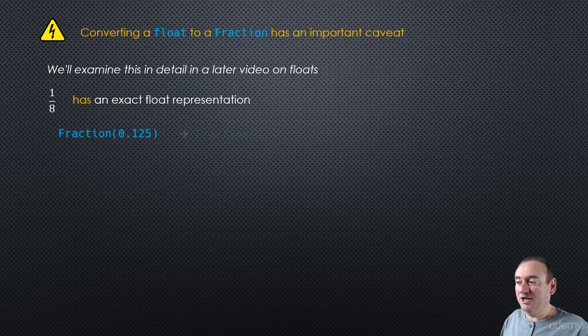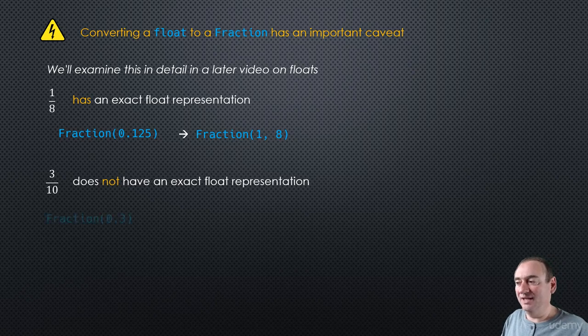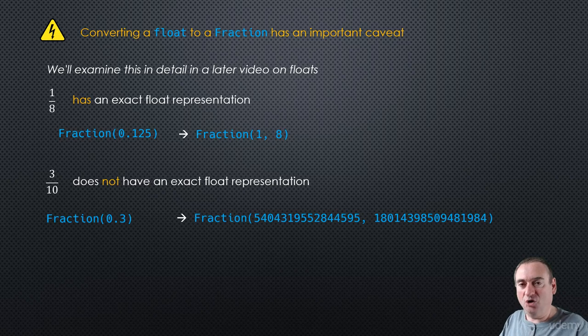So we get Fraction of 0.125 is Fraction(1, 8). We've converted that float to this fraction of 1/8. But 3/10, which is 0.3, so 0.3 as a float, actually does not have an exact representation. And what happens when we try to convert that to a fraction is that we get this big, horrible fraction here. We don't get Fraction(3, 10) as we might expect. And that's because 0.3 isn't exactly 0.3 when it's stored as a float.